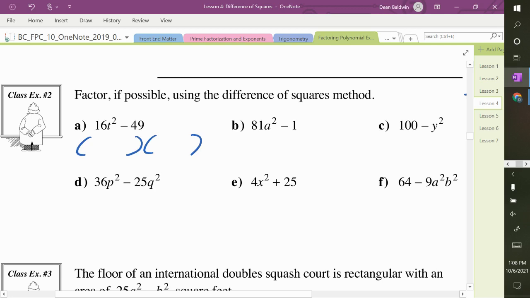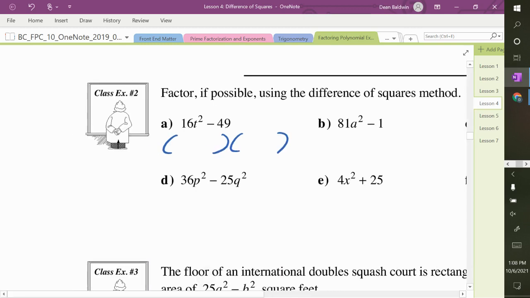What goes in the front of each bracket? There's a 4t. What's 4t times 4t? 16t squared. What goes at the back of the brackets? 7. And then you just have to make a plus and a minus. That's it.